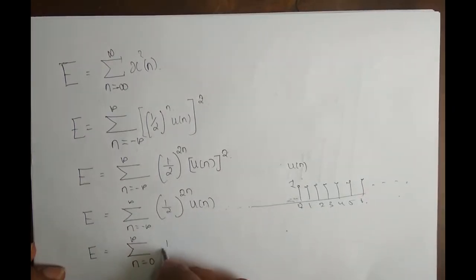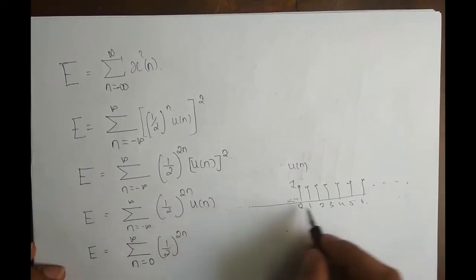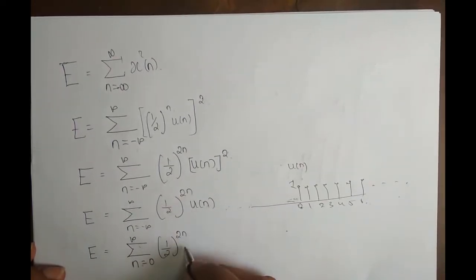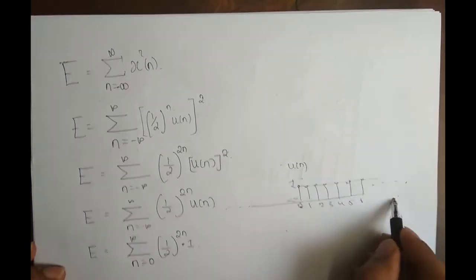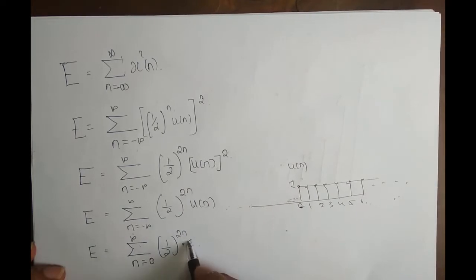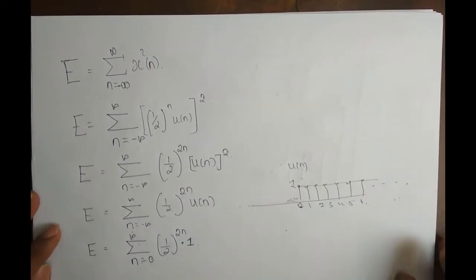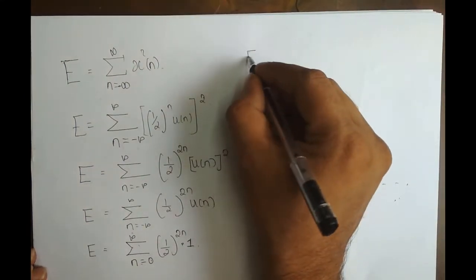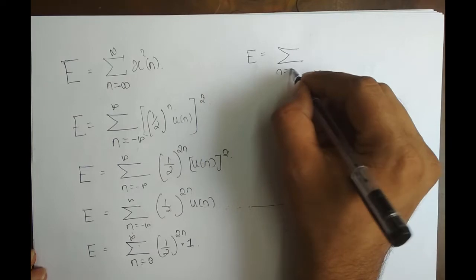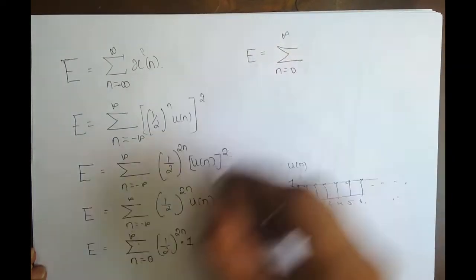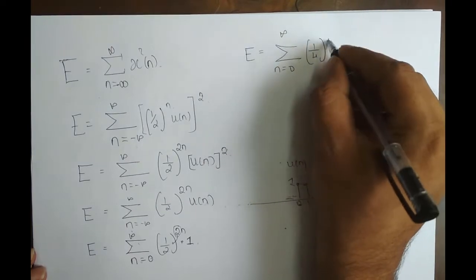So it is 1 by 2 power 2n, and what is u of n for n varying from 0 to infinity? It is 1, right? It is 1 everywhere for n varying from 0 to infinity. Now energy is equal to summation n varying from 0 to infinity. I'll take this 2 inside, so I get 1 by 4 power n.